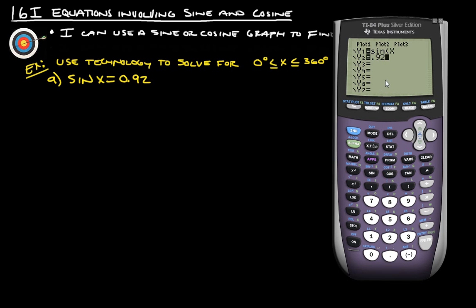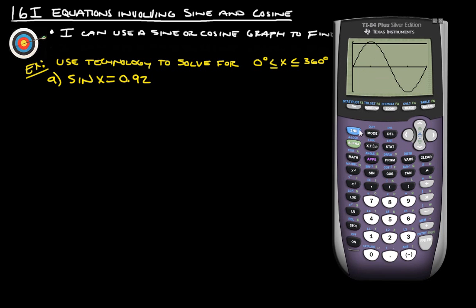Okay, so now all we do here is hit graph, and there's our y equals sine of x, and that's 90, 180, 270, 360, and then there's our line y equals 0.92. So now really all we have to do is find out where these two lines intersect. And it's kind of nice because it gives you a visual. You can kind of see what the heck's going on. So now we want to figure out where these two lines intersect.